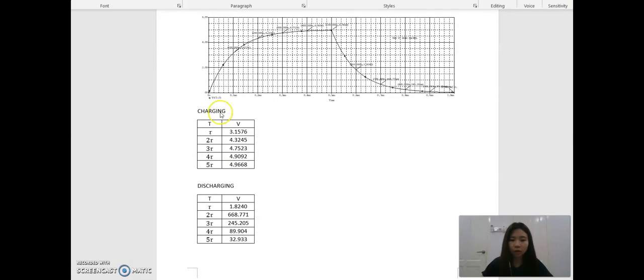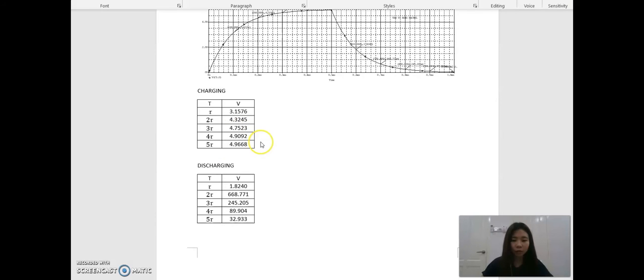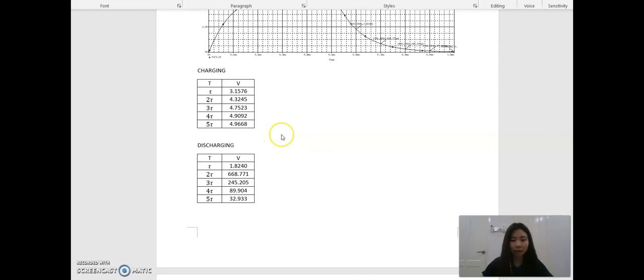In the charging values, the period pi, 2 pi, 3 pi, 4 pi, and 5 pi, the value I found in the graph for pi is 3.1576, for 2 pi is 4.3245, 3 pi is 4.7523, for 4 pi the value is 4.9092, and for 5 pi the value is 4.9668.